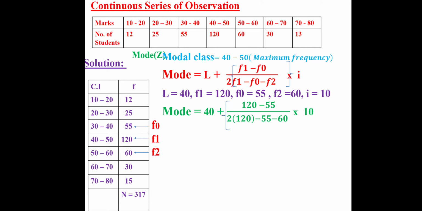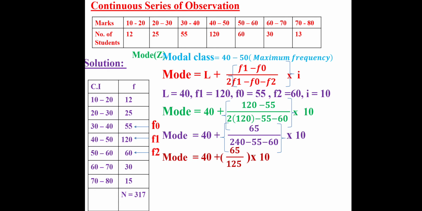Then we substitute: 120 minus 55, 65, and 2 into 120, 240. Simplifying, 65 divided by 125 is 0.52, into 10 is 5.2. Plus 40 gives 45.2. This is the continuous series of observation.